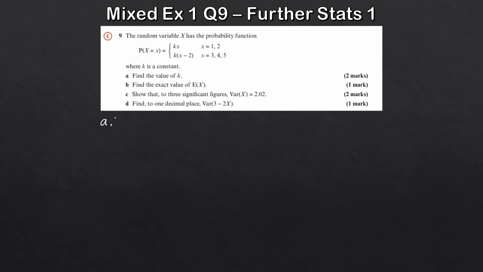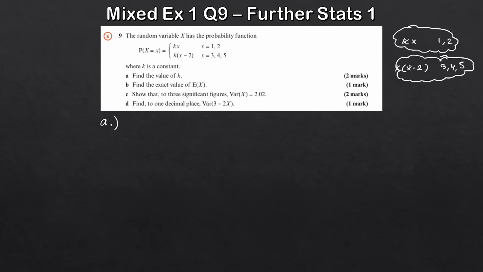So part A, so like we were just saying, when you add all the probabilities, you should get a value equal to 1. So when x is 1 or 2, it works with the function here kx. So when x is 1 or 2, that's what function it is. And when x is 3, 4 or 5, it's k multiplied by x minus 2. That's 3, 4, 5. So I kind of cut off the k there, but that's k multiplied by x minus 2.